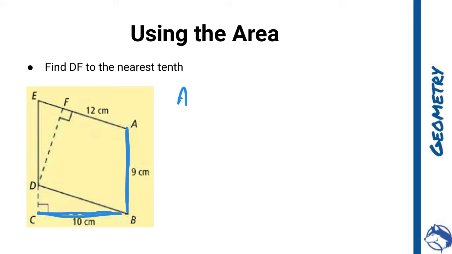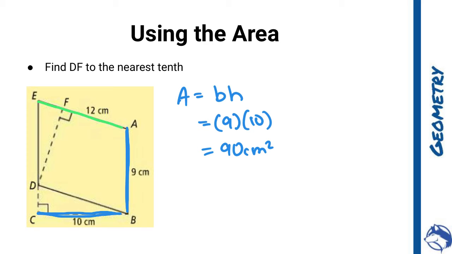So if I wanted to find the area, we know it's just base times height. Well, that's equal to 9 times my 10, which is 90 centimeters squared. Now, if I want to look at it a different way, I could say that EA is a base and FD is my height. So this could be my new base and this could be my new height.